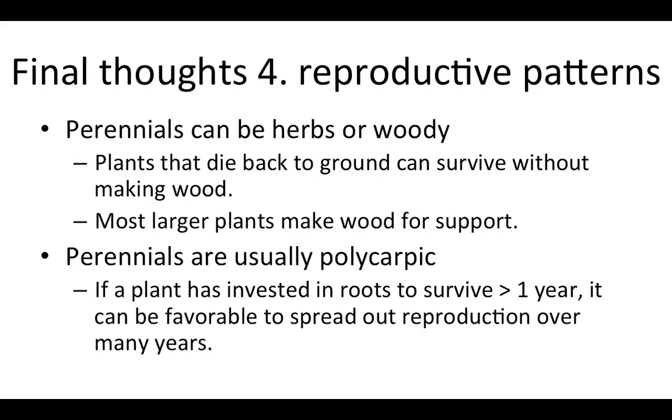And fourth, with regard to reproductive patterns, perennials can be herbs or they can be woody plants. So a perennial, remember, lives more than 2 years, but there are different ways of achieving that. They could have leaves that can survive the winter, or they can have stems that die back to the ground, and they can survive based on their underground roots. And then they can regrow above ground, and so this is a strategy that does not require them to make wood, but still allows them to be perennial.